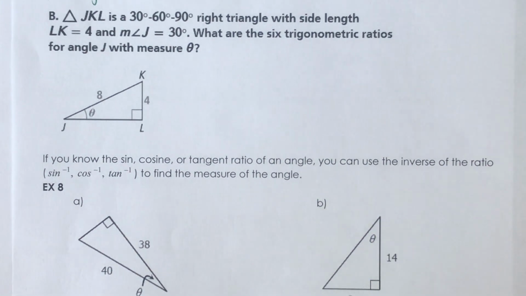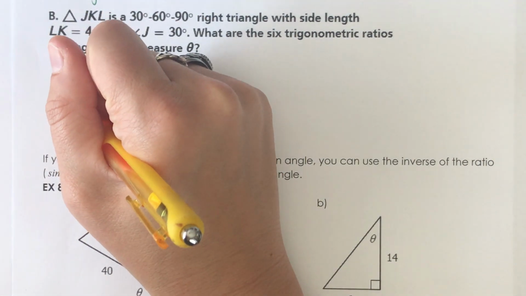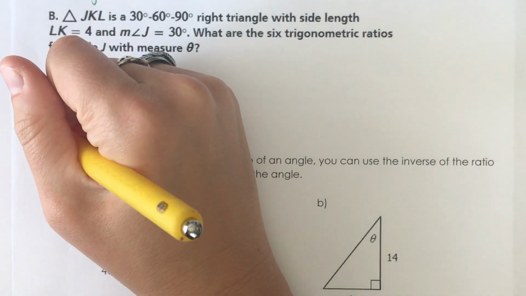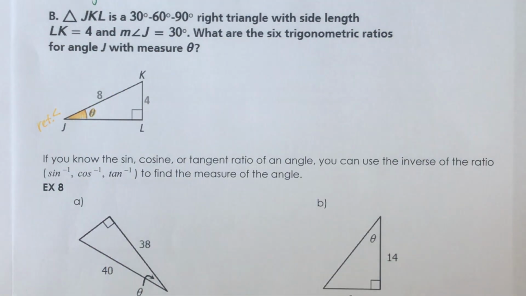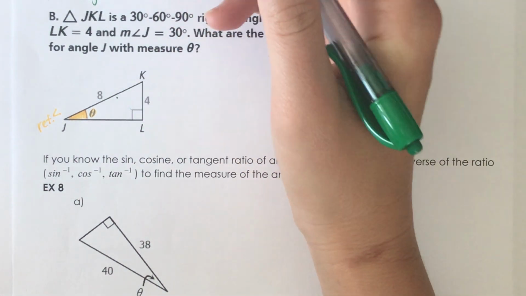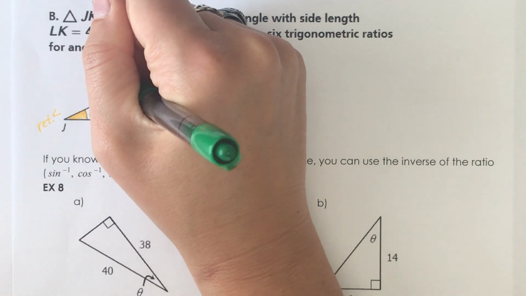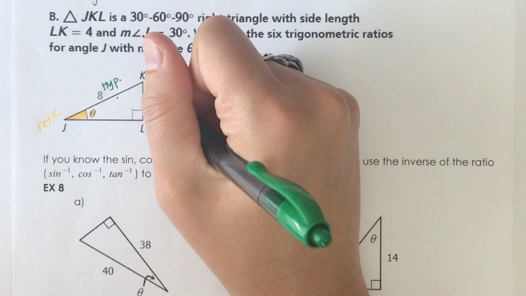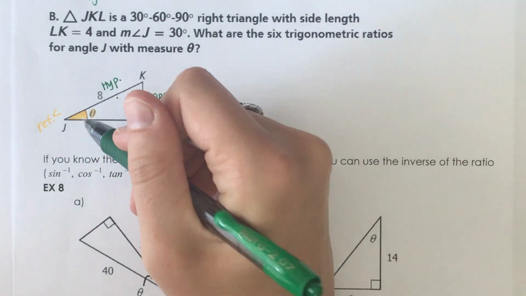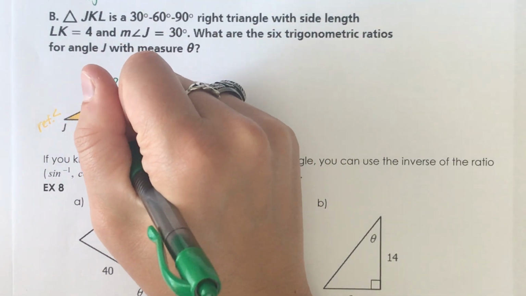Triangle JKL is a 30, 60, 90 with side length LK is 4 and the measure of angle J is 30. What are the 6 trig ratios for angle J with measure theta? Okay, so the first thing I'm going to do is mark my reference angle. It's right here. I always highlight it, mark it, do something so you know where you're looking. Across from the 90 is my hypotenuse. Across from my theta is the opposite. And next to my theta is the adjacent.